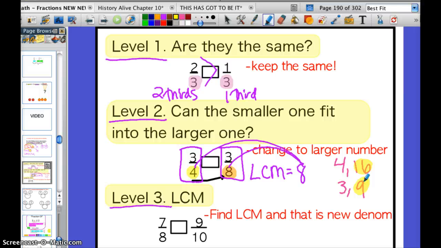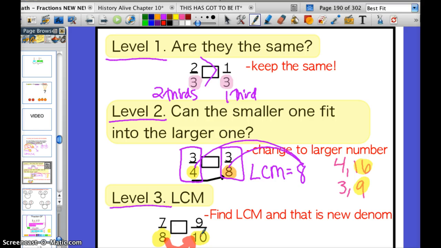The last level is when, well, let's take a look. It's definitely not level 1. The denominators are different, okay? So we need to make the denominators the same before we can compare them, before we can order them, before we can add or subtract them. And so when we are changing them, we have to decide, is this level 2? Can the smaller one fit into the larger one, okay? Or we can think about it like being, is the smaller one a factor of the larger? Or is the larger a multiple? Well, no, 10 is not a multiple of 8. 8 cannot fit into 10.